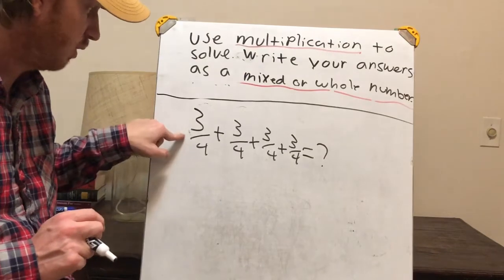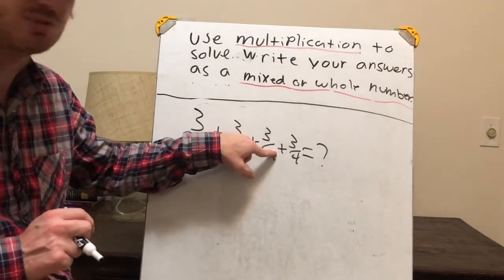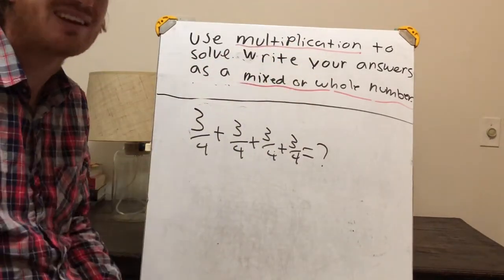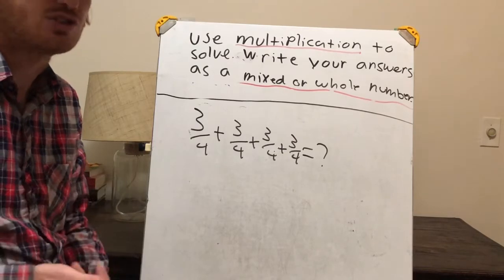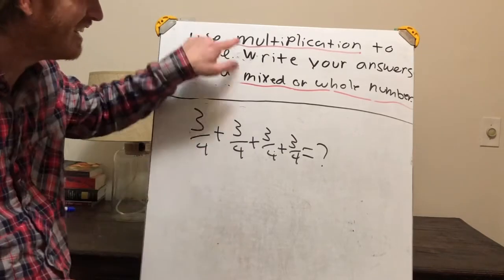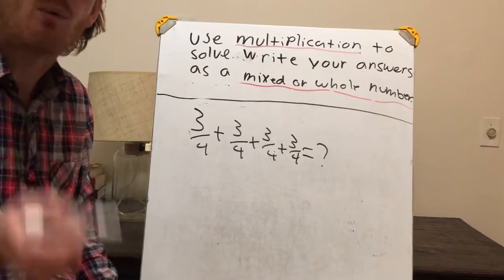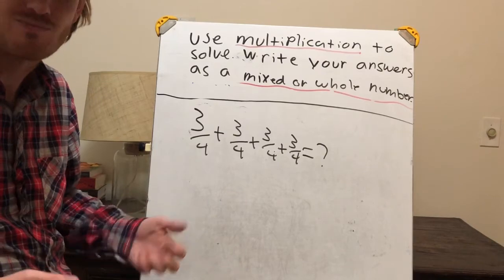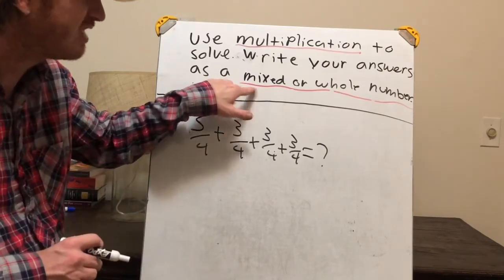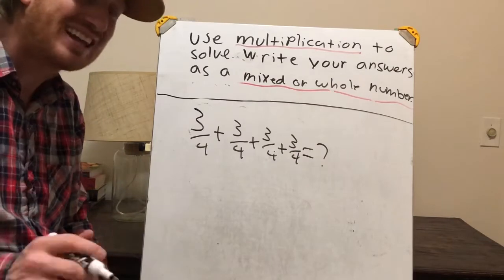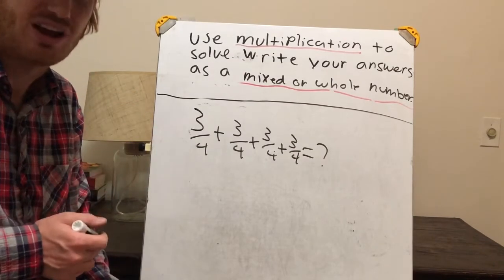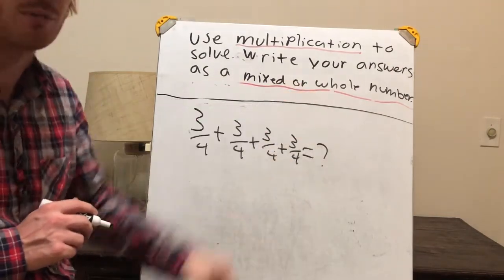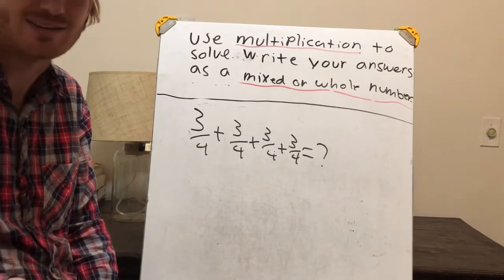Well, we have 3/4 plus 3/4 plus 3/4 plus 3/4. I underlined multiplication because that's how it's asking us to solve. Even if I think I can solve it a different way, a little bit easier, I need to do it the way I'm being asked so that way I get practice and can eventually solve problems in lots of different ways. The second thing I underlined is mixed or whole numbers, because that's telling me how I have to answer the question. I can't just answer it as a fraction if I can turn it into a mixed or a whole number. If I can, I have to do that.